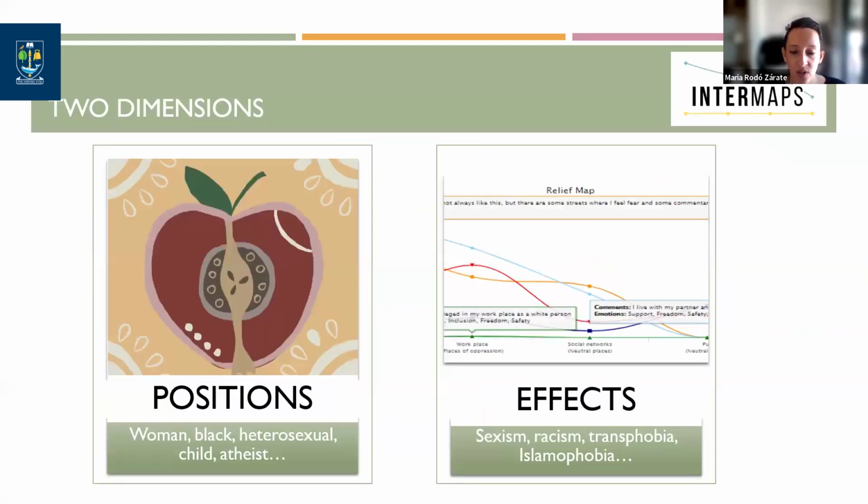So now I will focus on these intersectional dynamics regarding 2 dimensions of intersectionality. First of all, in relation to positions, which is also relevant for our project, collecting data on the profile of our samples from an intersectional perspective. And then the effects, which will focus on how we experience these power structures, so on the effects of power structures on our everyday life, and the effects relate to sexism, racism, or transphobia, for example.